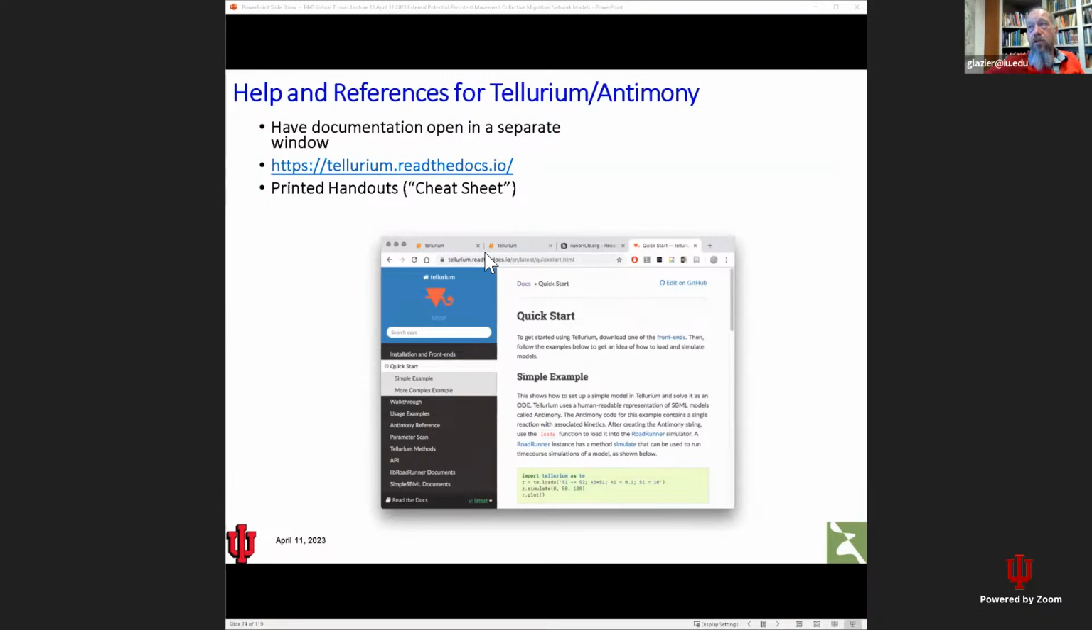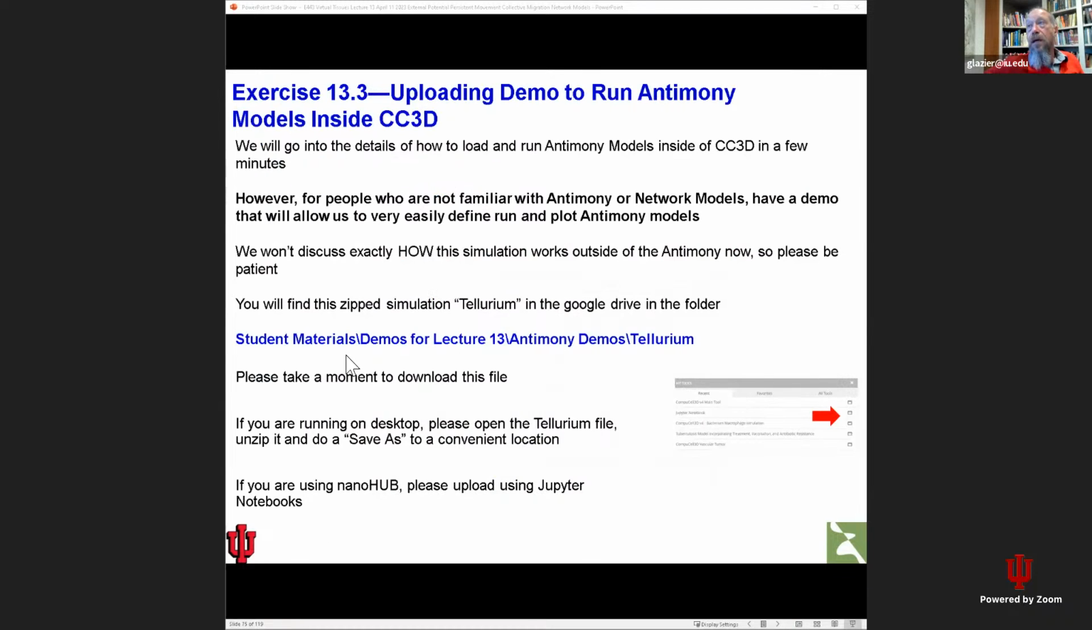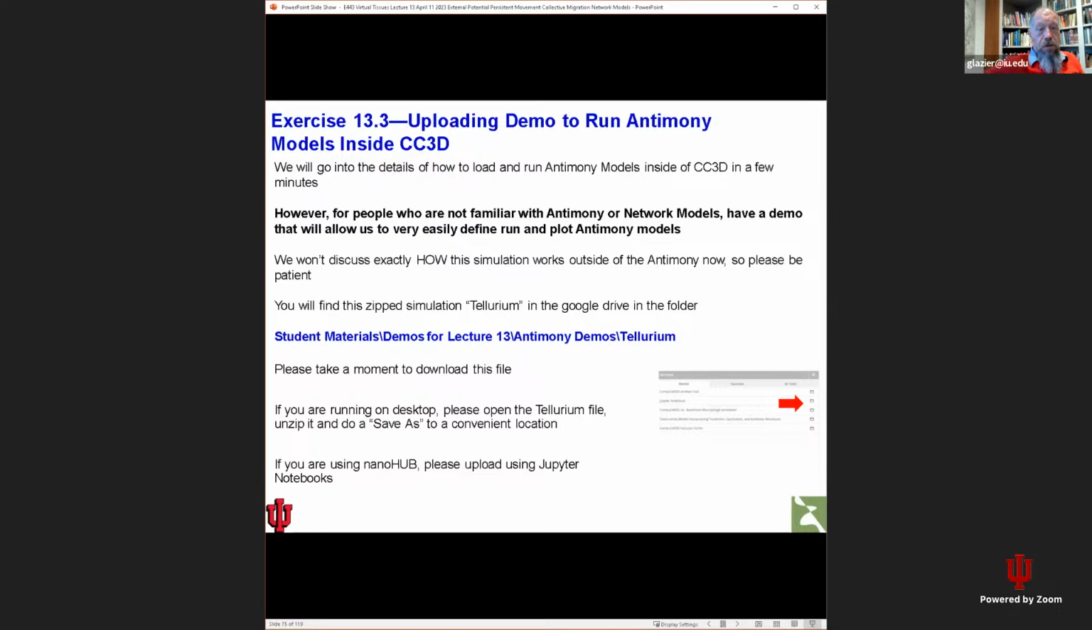Again, I emailed you a cheat sheet, which has all you need to know about Antimony on one page. I just gave you a link to the documentation as well. And so the first thing that we're going to do is load some code that will allow you to run Antimony models inside of CompuCell. And inside of the student materials demo for lecture 13, there's a folder, Antimony demos, and it's called Tellurium. And I would like everybody to take a minute and get that running, or at least loaded into Twedit, okay?